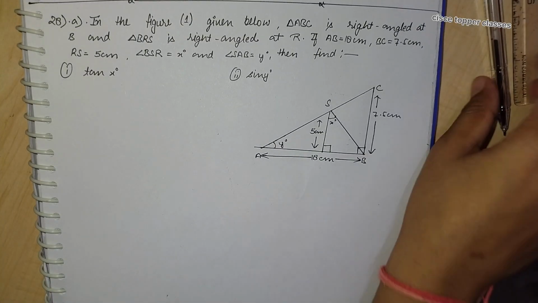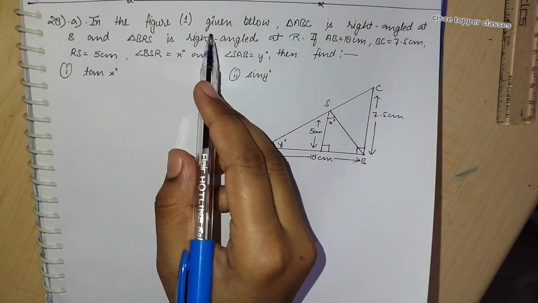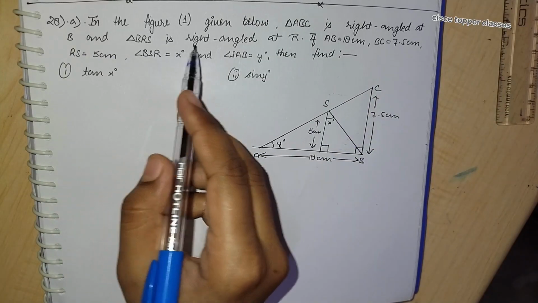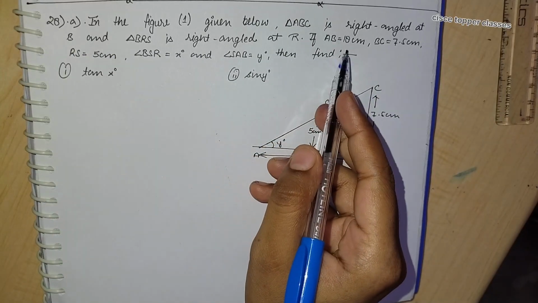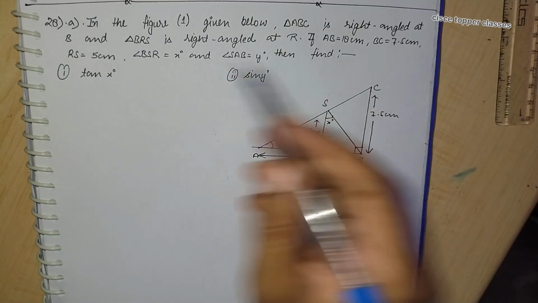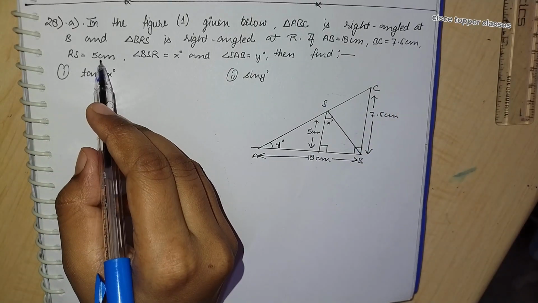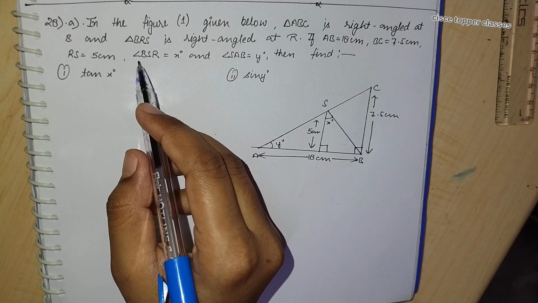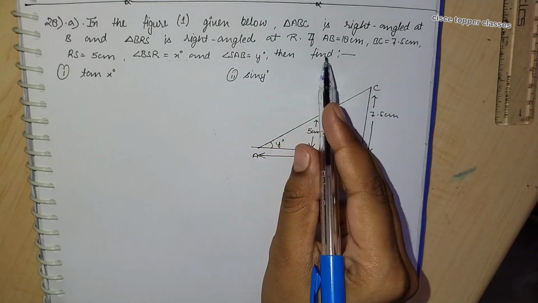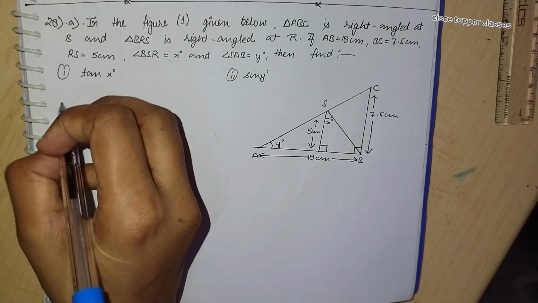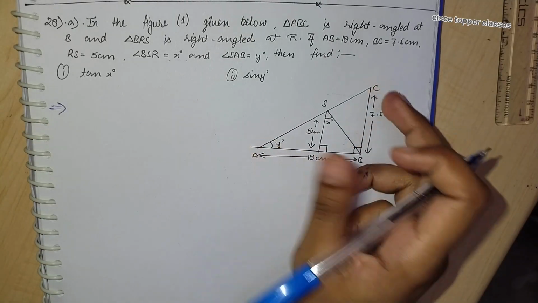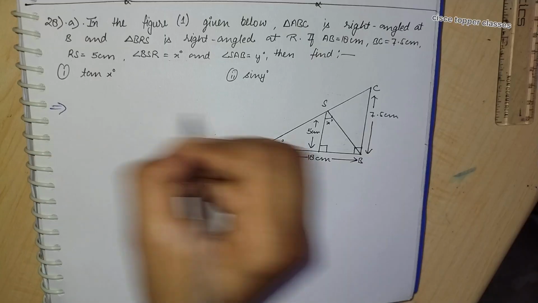Now let us solve here 28th question. First part, in the figure given below, triangle ABC is right angled at B and a triangle BRS is right angled at R. If AB is given to us as 18 centimeter and BC as 7.5 centimeter, RS is also given to us as 5 centimeter. Angle BSR is x degree and angle SAB is equal to y degree. Then find tan x degree and sin y degree. So firstly we will find the value of hypotenuse here, and other sides also.